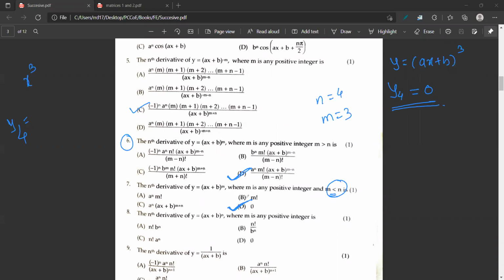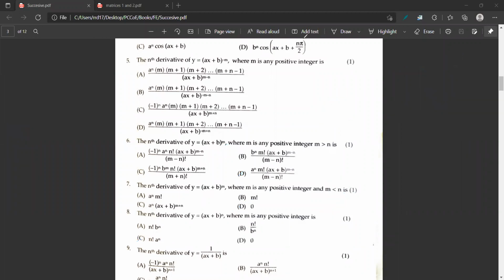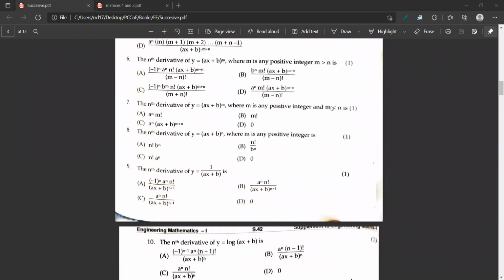Understood? Now for ax plus b raised to m, where m is any positive integer, it doesn't matter. yn is equal to what? You should know that it is n factorial into a raised to n. There are 3 cases of this formula. Try to learn them: m less than n, m greater than n, and m is equal to n. This is the case of m is equal to n. I have explained it to you, so keep them in mind. Let's go further.